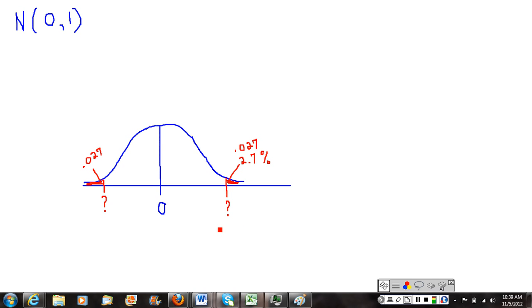Alright, so now we can think about which calculator command we need to use to find those answers. Our options are normal CDF or inverse norm. Here, we're given an area or percentage, and we want to find the value on the horizontal axis. So that's the situation where inverse norm is going to get us what we need. So we're going to use the inverse norm command.